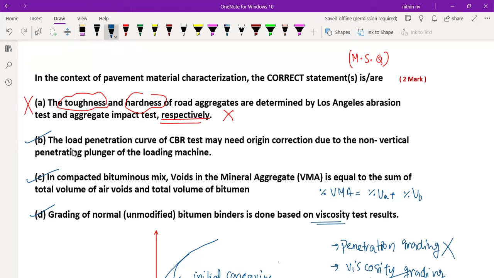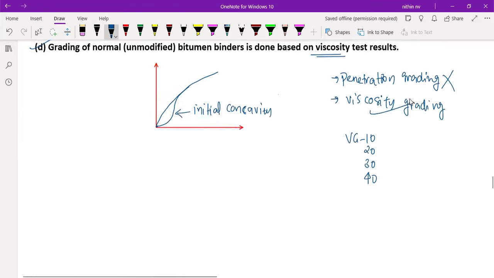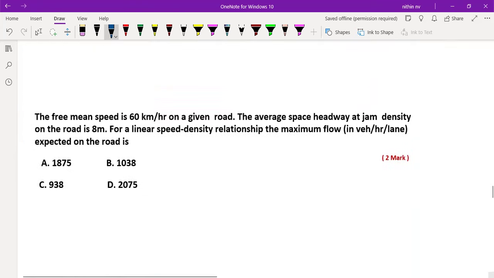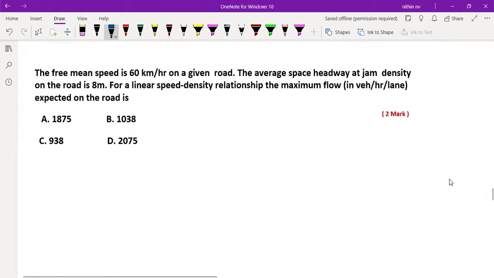So according to this question order, then B, C, D will be our correct statements. That's it. Okay, so they have given 2 marks for this question. Moving forward to the next question. This is from the highway engineering, from traffic engineering chapter.